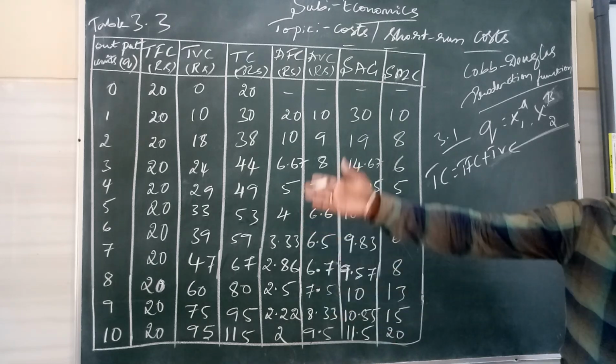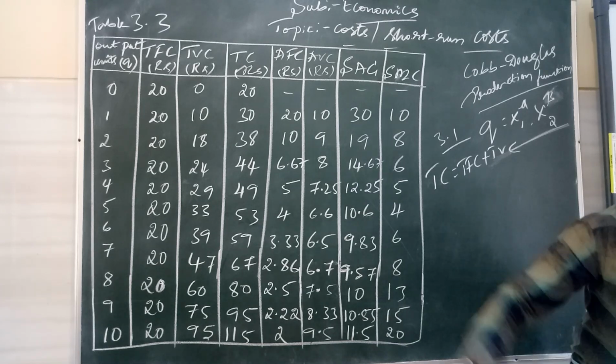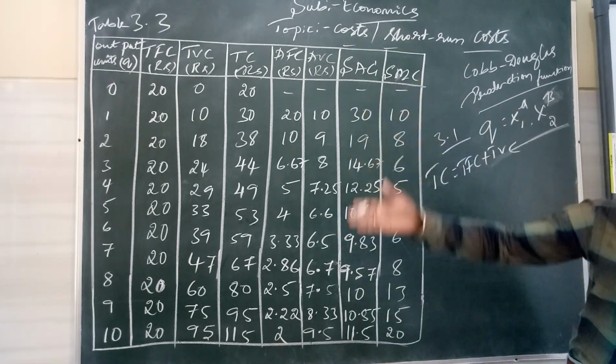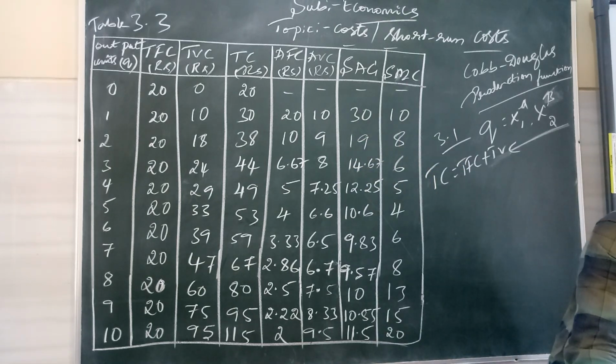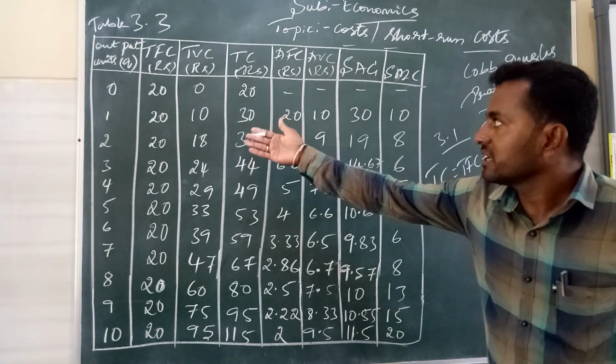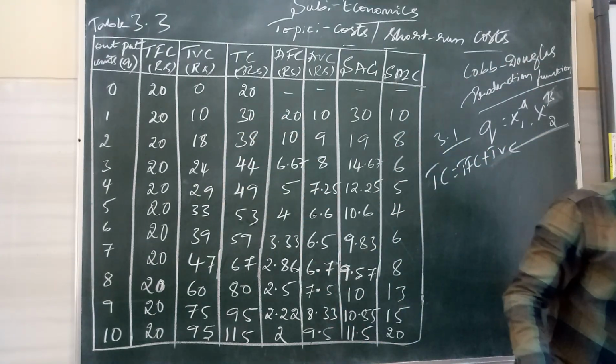Different levels of output are already given. Then total fixed cost is given as how much? 20 rupees for the whole production process, for all the output. Then total variable cost: as output increases, see, total variable cost also increases.